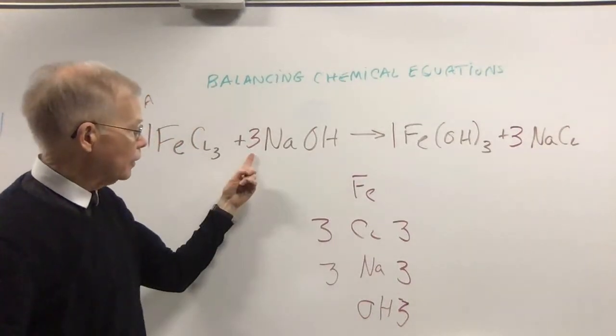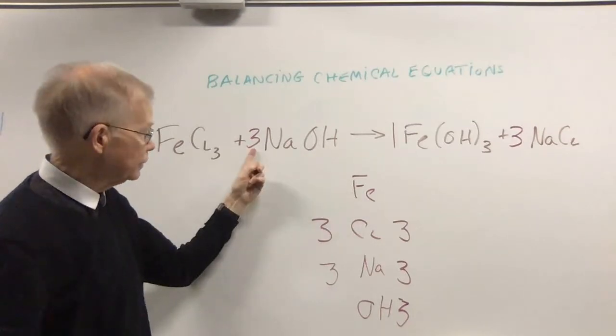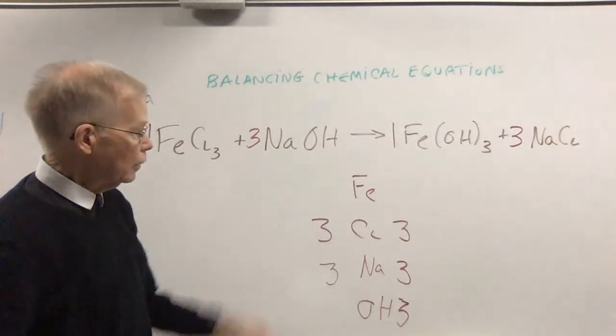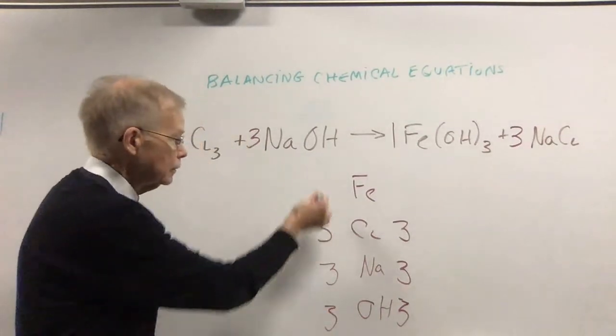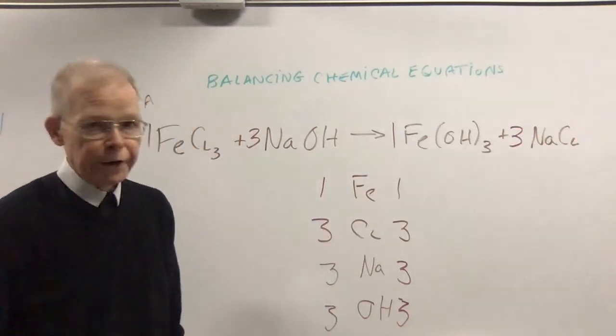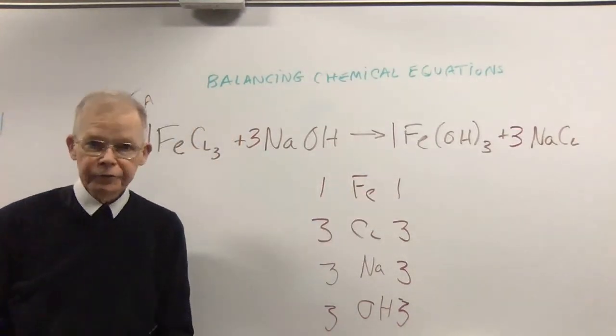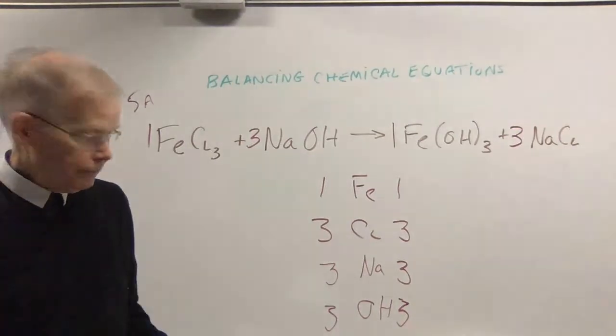And I come back to the reactant side. I have a 3 in front of NaOH, so that means I have 3 of the OH groups on this side, and they're balanced. Put a 3 there, finish off with the 1 atom of each for iron. And there's my answer for problem 5A, page 353.